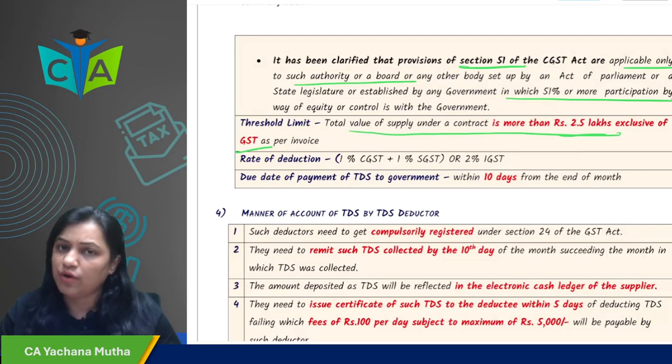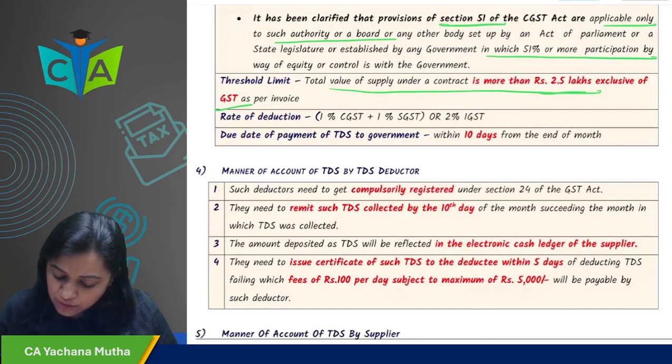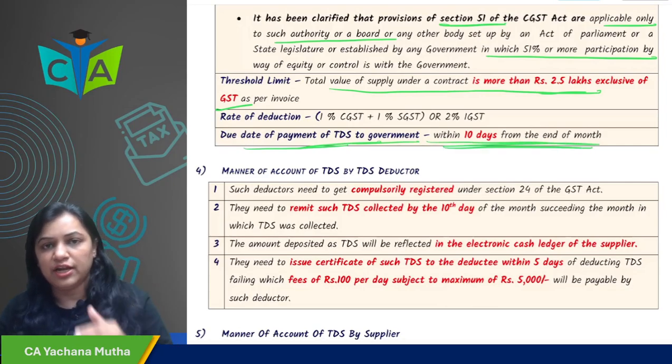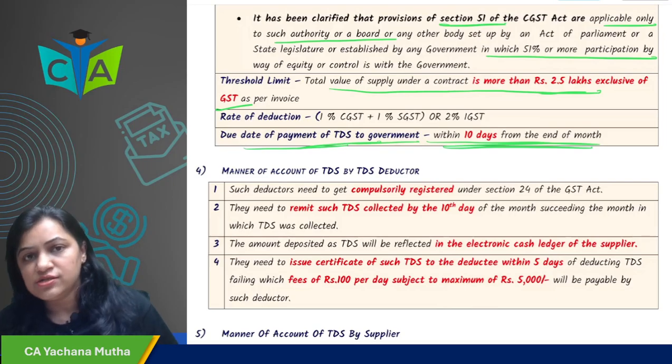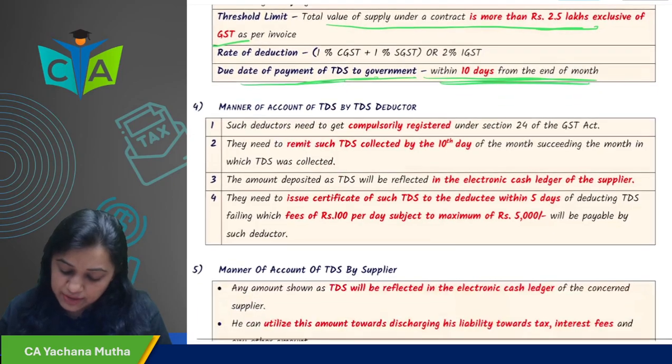Rate of deduction we know, total rate 2%, 1% CGST, 1% SGST, or if IGST then 2%. What is the due date of payment of TDS to the government? Within 10 days from the end of the month. So March TDS will be paid to the government by 10th of April.